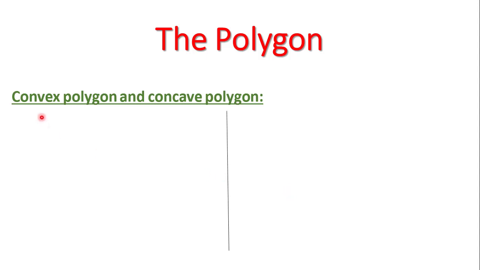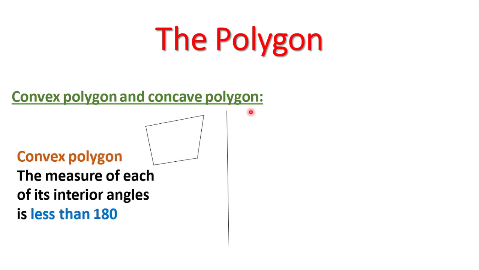We have convex polygons and concave polygons. So we have 2 types of polygon, convex and concave. Let's see what is the difference between them. In a convex polygon, the measure of each of its interior angles should be less than 180. So it can't be a reflex angle. This is a convex polygon, and this is the type of polygon we will study this year.